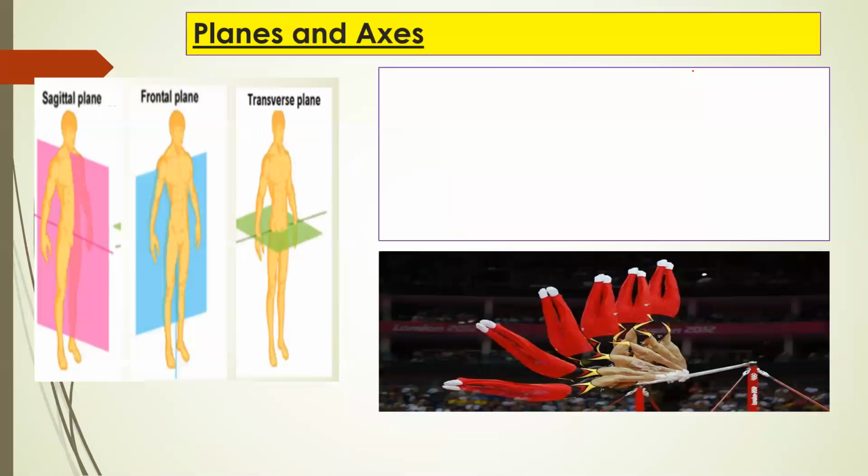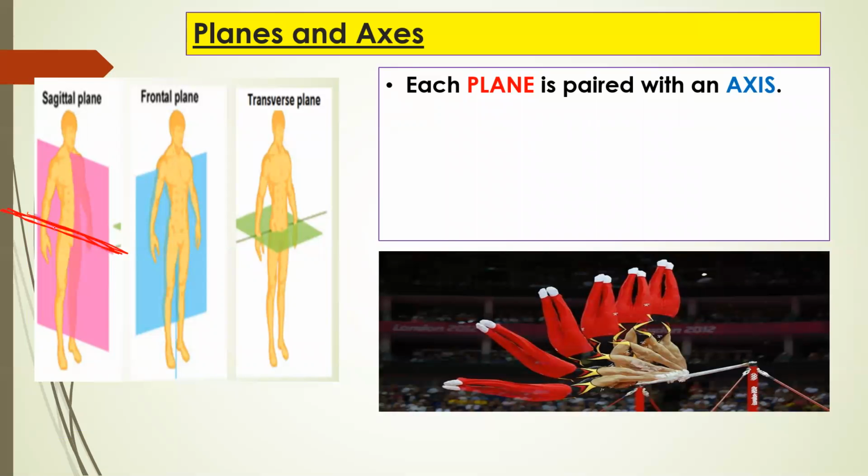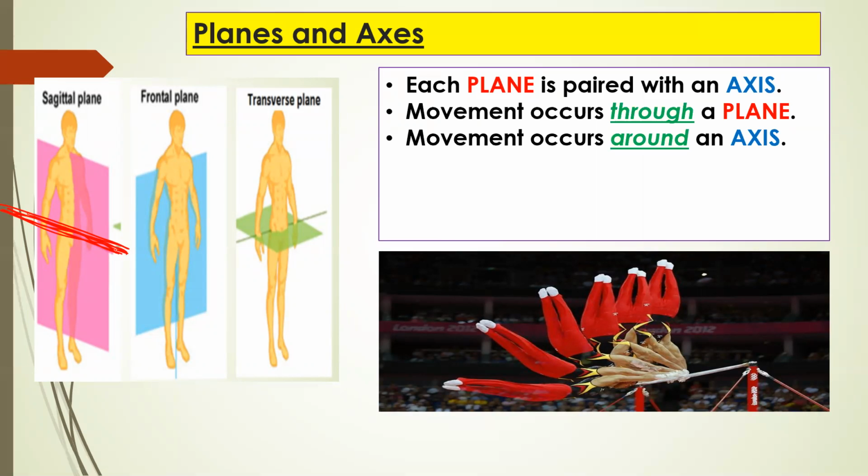Now, the next stage of this is matching each plane to an axis. So you've got the sagittal plane on the first one here, which splits the body from left to right. You've also got this axis, so like this rod that splits the body, and the rod runs parallel to the plane, but it's not the sagittal plane and the sagittal axes that work together. So you've got to work out which are the pairings. So movement always happens through a plane, but you always rotate around an axis.